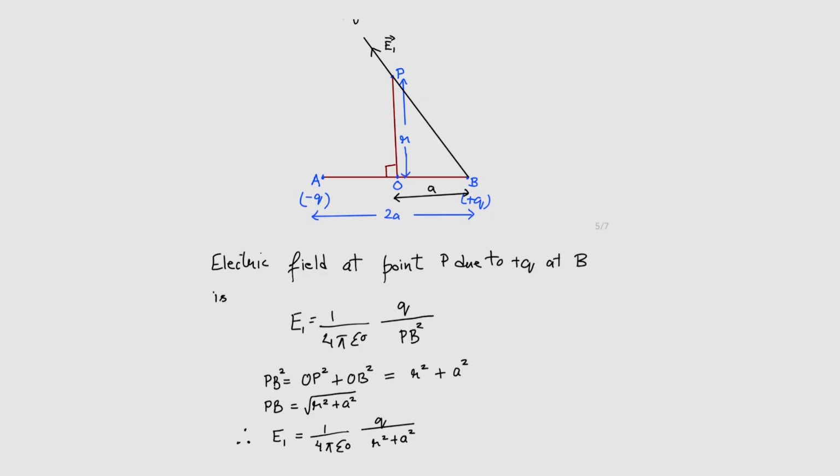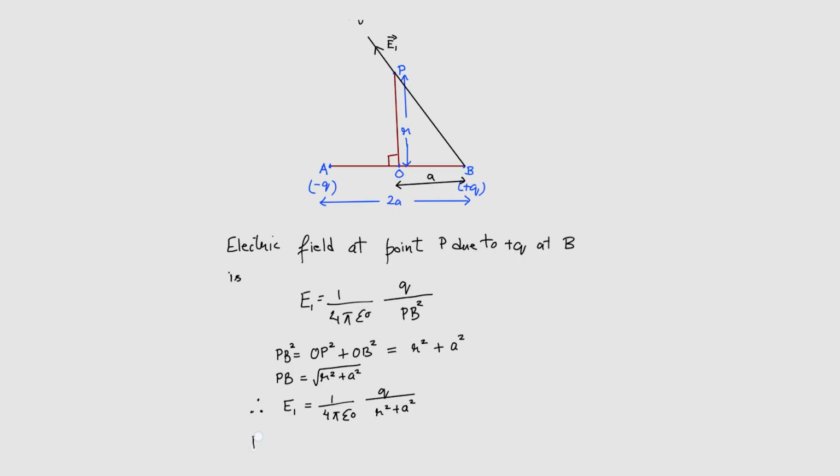So, the only direction of E1 is along, alright, maybe I can name this point here T again, is along PT. Alright, E1 vector is along PT vector.